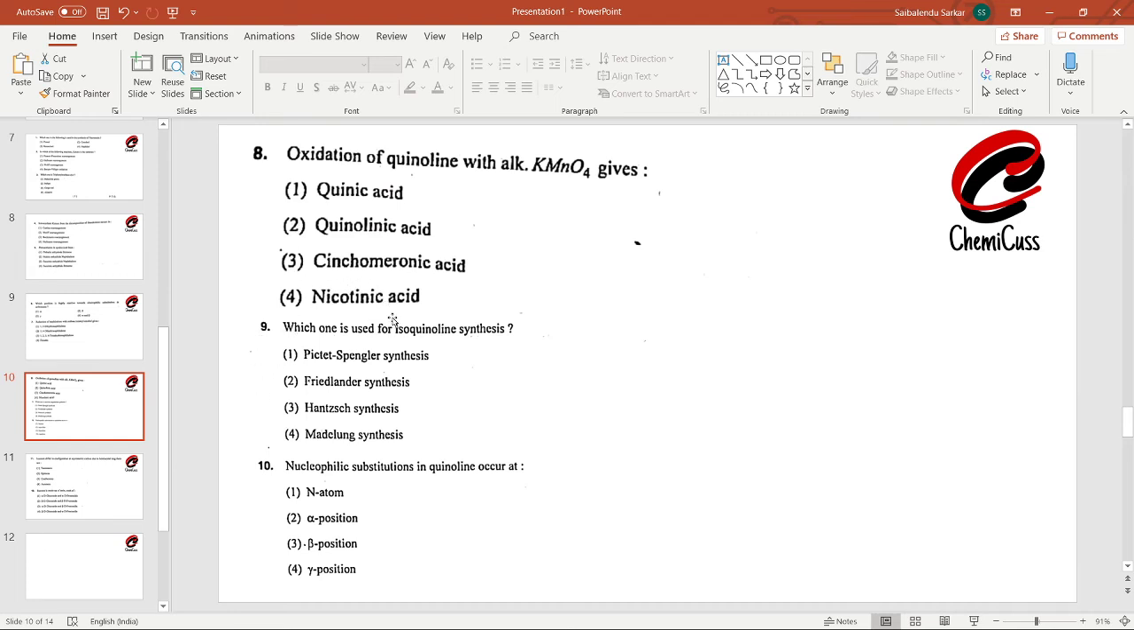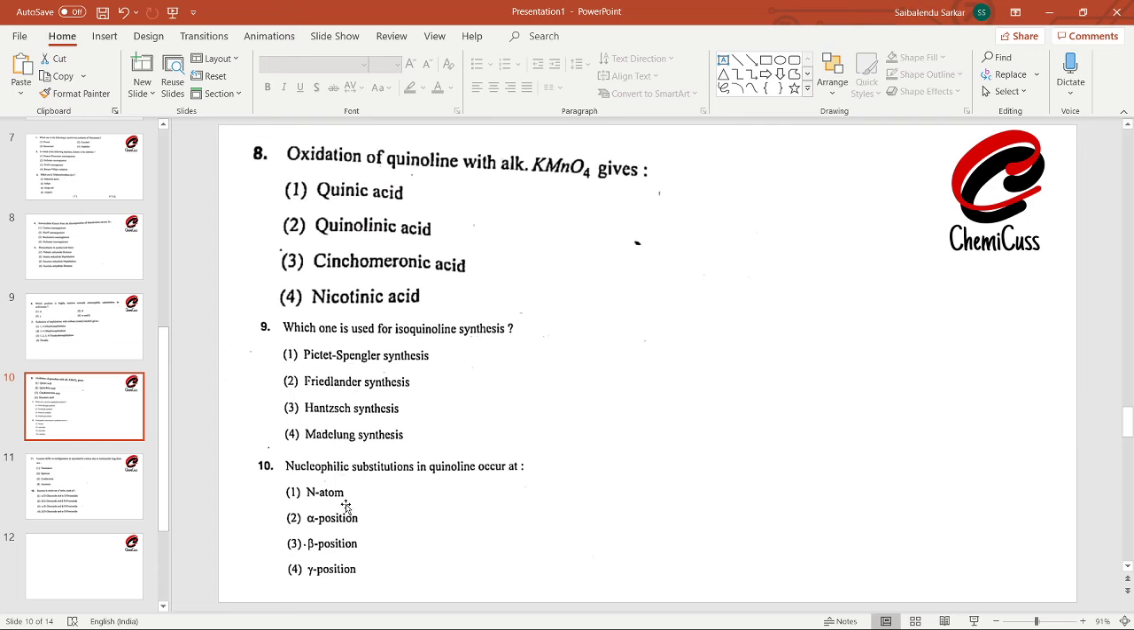Moving to question number 9: which one of the following is used for isoquinoline synthesis? This is basically the Pictet-Spengler synthesis, where we start with the amine and then move to the isoquinoline. So for question number 9, the correct option is 1.